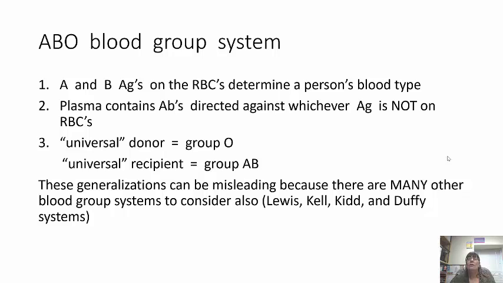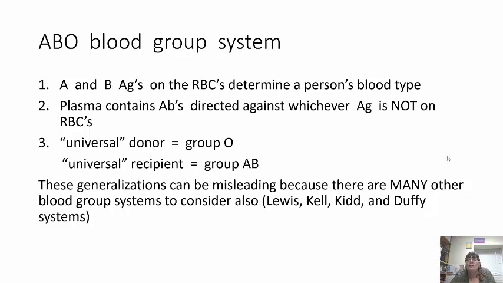The reason is O does not have any antigens to elicit a response. So everybody can get O because there aren't any antigens to have the antibody come after. AB is universal recipient because they don't have any antibodies to go against anything. So no matter what antigen comes into play, they don't have any antibodies. So O can donate to everybody, AB can receive from everybody.